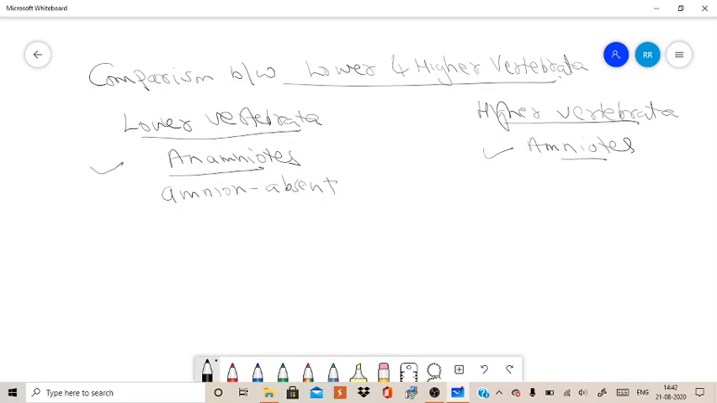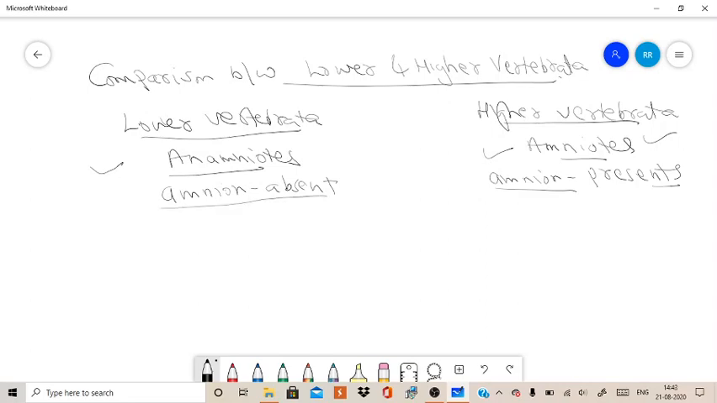Amnion is absent here and present there. So why are they called amniotes? It is an extraembryonic membrane which protects the embryo, and it contains a fluid that is known as amniotic fluid.